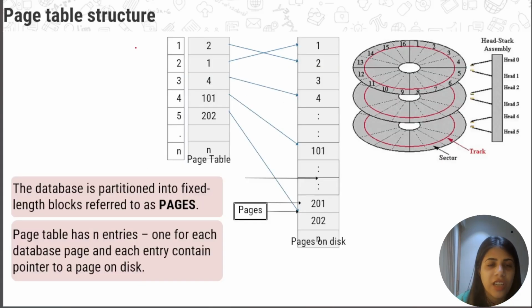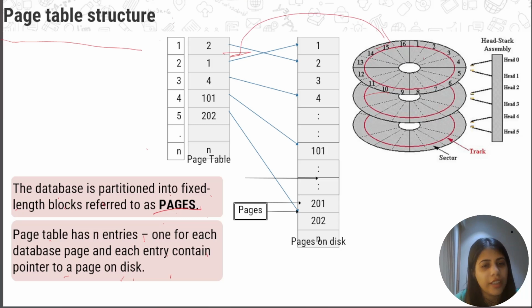Now let's understand what the page table structure is. This is usually a topic of operating systems, but we need to understand it further in databases also. The database is partitioned into fixed length blocks. एक fixed length blocks में database होता है, ये हमने पहले भी समझा था, and each block is referred to as a page. The page table has n entries, which means the number of entries, and each entry contains a pointer to a page on the disk. This is the disk and it contains the pointer, which means the address of the data on the disk. So these are the number of pages on the disk. These are the addresses of the data where it is pointing on the disk.